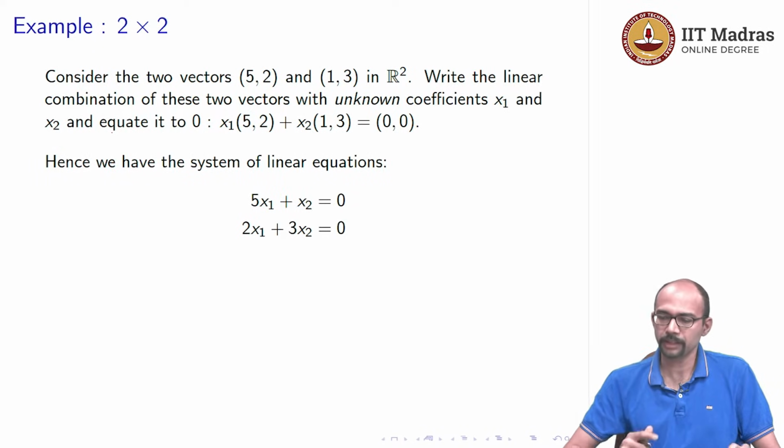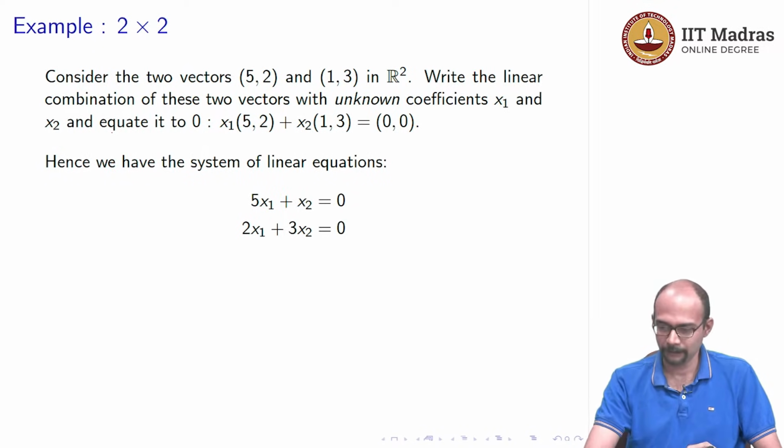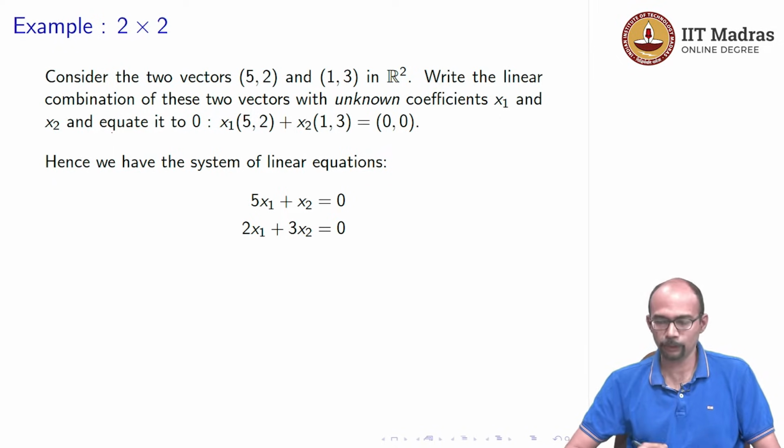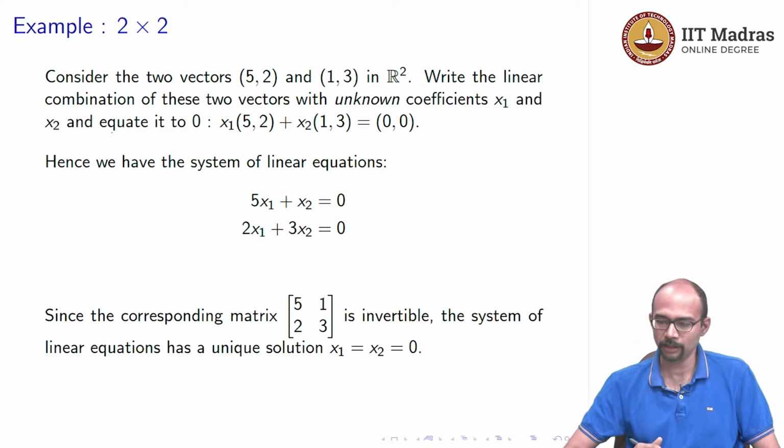So, we have the system of linear equations 5 x1 plus x2 is 0, and 2 times x1 plus 3 times x2 is 0, and we want to know if the only solution for this is x1 is 0, x2 is 0, or whether there are other solutions. Remember that this being a homogeneous system, the trivial solution always exists. This is something we have discussed in the previous week.